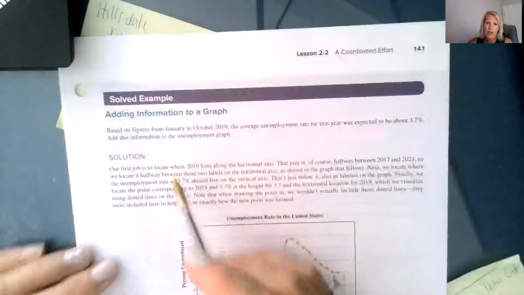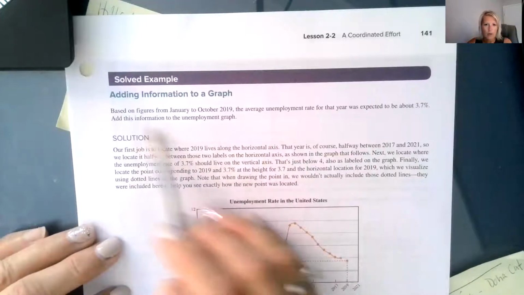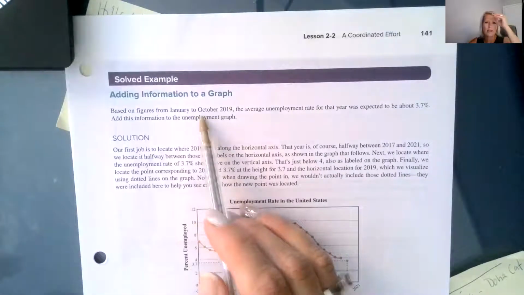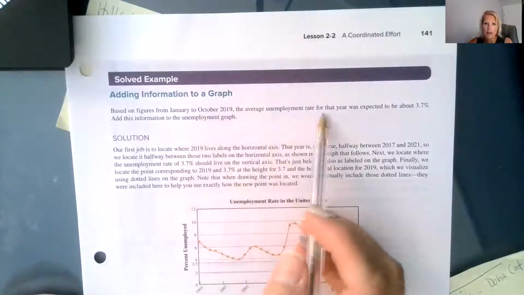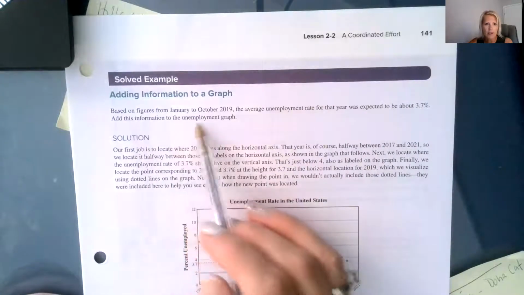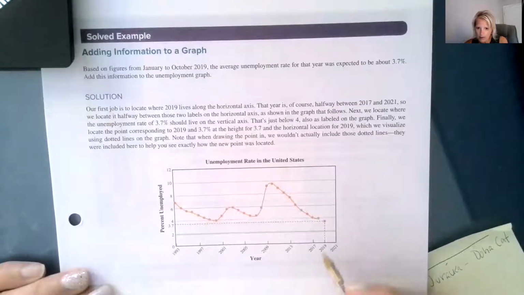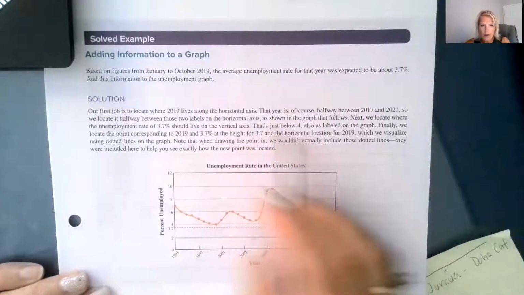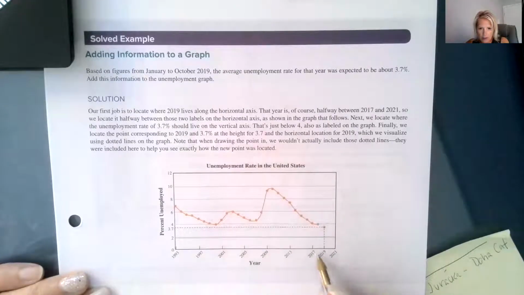So if we turn to page 141, we'll see here, it says based on figures from January to October 2019, the average unemployment rate for that year was expected to be about 3.7%. Add this information to the unemployment graph. So between about 2019, right here. So we would go to just after 2019 started here, and we would go up to 3.7.